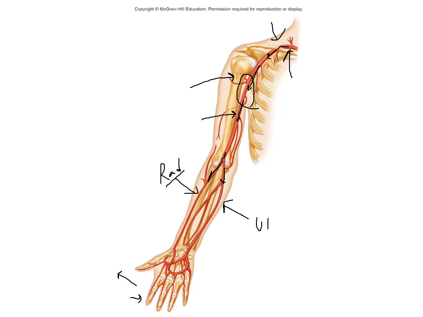And so when this divides, this vessel is called the right radial artery. This one is called the right ulnar artery. Now the radial artery is where you're going to have a very common pulse point. You take the pulse just on this side of the thumb, and that pulse point is called the radial pulse. It's the pulse of the radial artery.